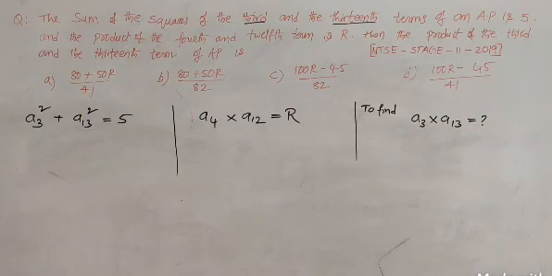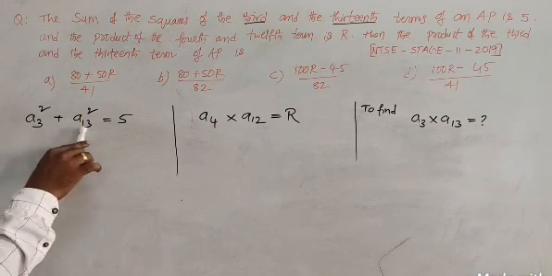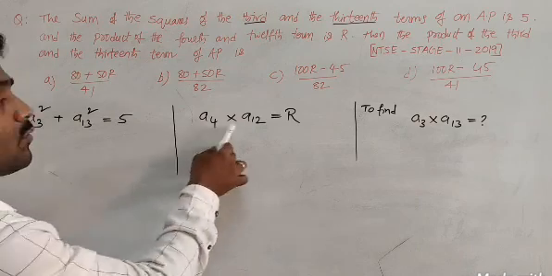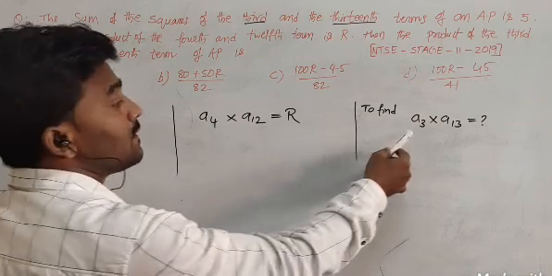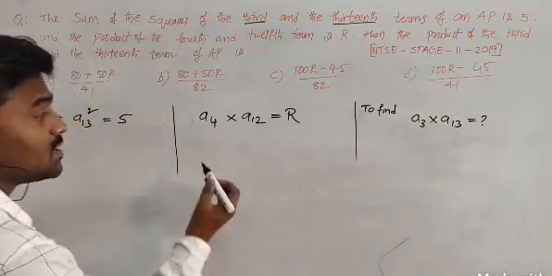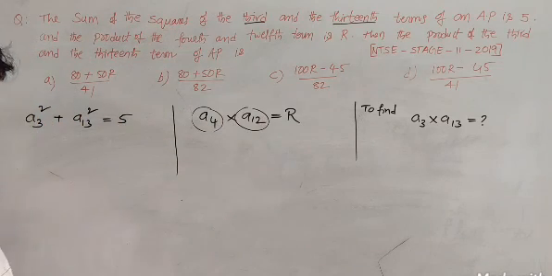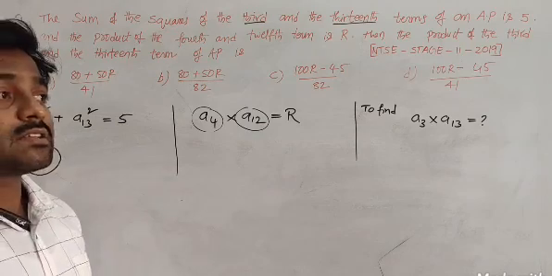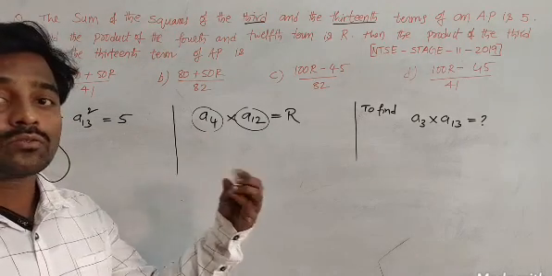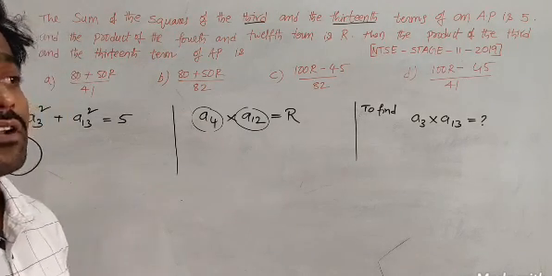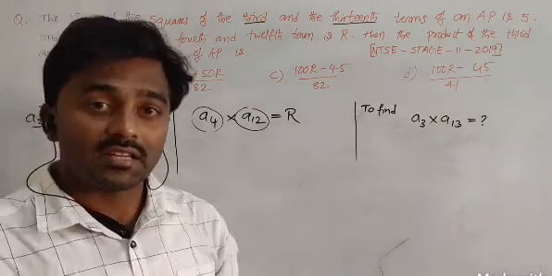If you observe the conditions, the relation of A3, A13 is given, the relation of A4, A12 is given, and they are asking for A3 and A13. Means this A4 and A12 we don't want. So let's use A4 and A12 to get A13 and A3.